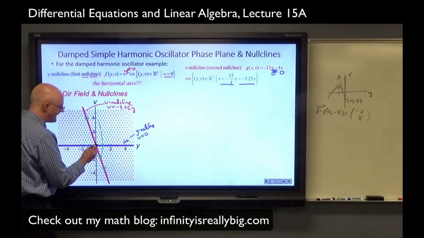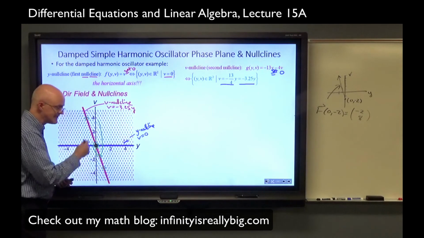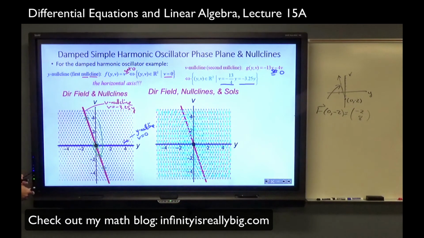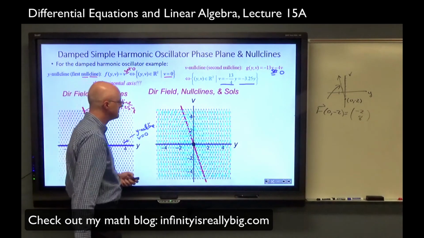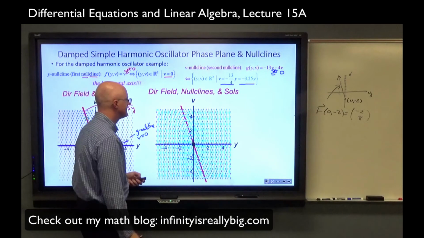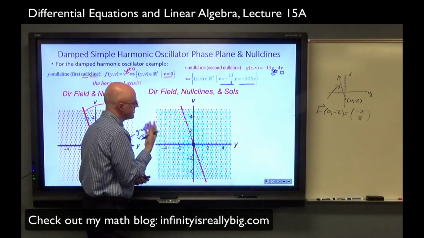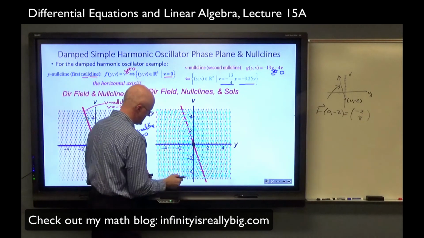And by continuing to do that kind of process, you're forced to head toward the origin, really. Emphasizing the origin as a spiral sink. Here's the direction field, nullclines, and solutions in light blue. Again, notice these light blue arrows are curved arrows, they're not true vectors. They're supposed to represent solutions.